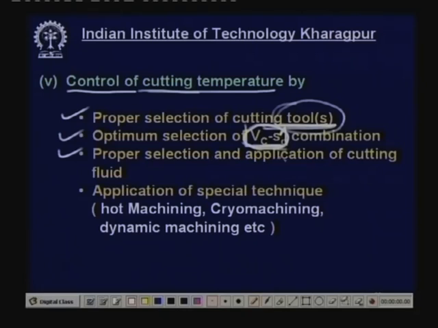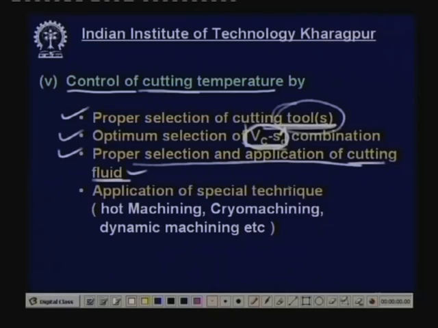Then proper selection and application of cutting fluid, which has already been mentioned. When temperature is a detrimental factor, then we should apply cutting fluid, and proper application has to be used. If the temperature is very high, then a more effective cutting fluid like compound oil or extreme pressure additive type of oil has to be used, which may be expensive, but we have to use it. In spite of that, if the temperature is not reduced, then we may have to apply special techniques.